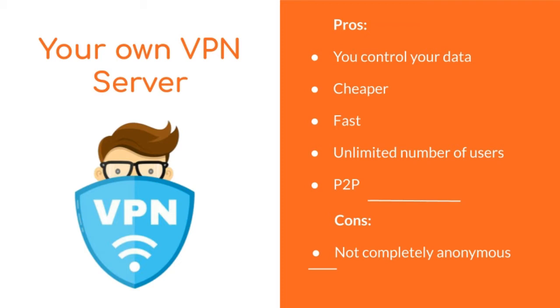Fifth is P2P. Usually P2P support is available only in premium VPN plans, but with your own VPN, you can enable P2P support. The one and only major con would be that this is a pseudo-anonymous VPN. If you host this on a VPS, the VPS provider would have your payment details, which can be used to identify you. But to the rest of the internet, you would still be anonymous.